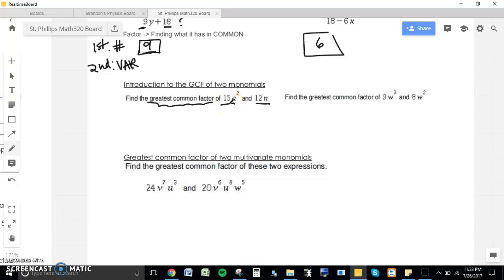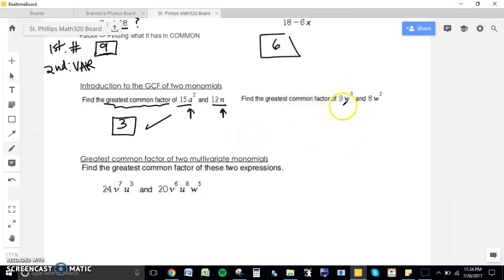Well, same as before, we work on the numbers first, right? 15 and 12, what's the greatest common factor there? Oh, that's 3, right? 15 is 3 times 5, 12 is 3 times 4. So 3 goes into both of them. And then what about the variables? Well, this has an a squared, and this has an n. Well, last time I checked, a is not the same thing as n, so are those in common? No. So guess what? 3 by itself, that's our answer.